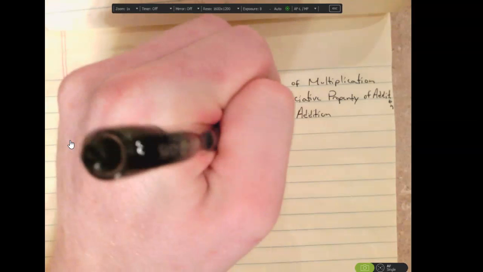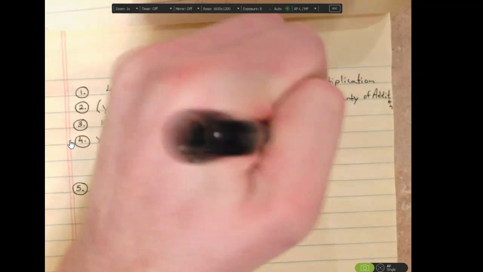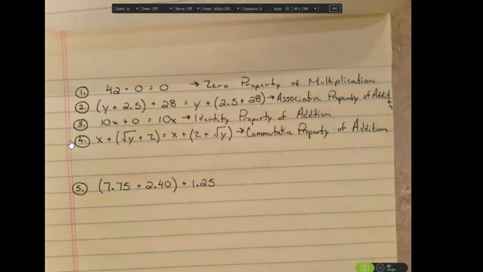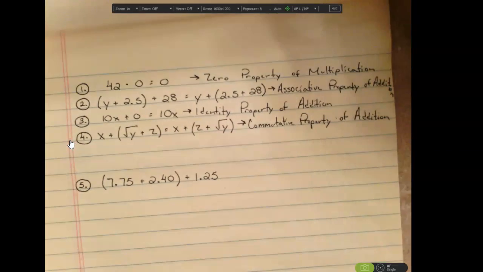Well, whenever we're talking about order, we're working with the commutative property. And it's the commutative property of addition because we're adding all of our numbers together. So there you have it. There is numbers 1, 2, 3, and 4, just listing off what property is being used. Let's move on. Number 5.